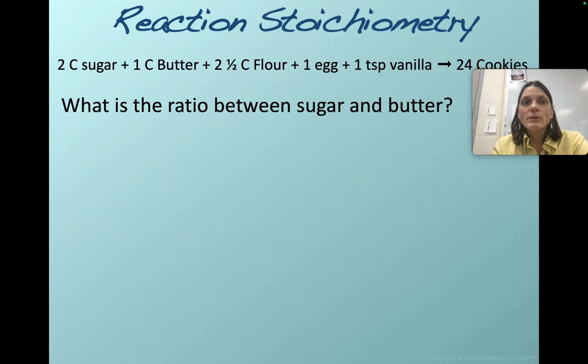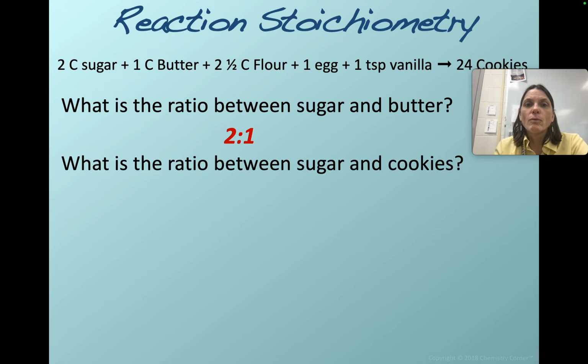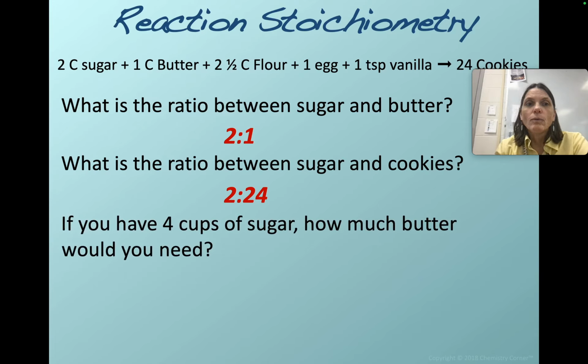Okay, so what if we want to think about the ratio of the sugar to the butter? There's 2 cups of sugar for every 1 cup of butter. Or what about the sugar to the cookies? There's 2 cups of sugar for every 24 cookies. What if we had 4 cups of sugar instead of 2 cups of sugar? How much butter would we need? Well, we'd have to multiply the amount of butter by 2, because we have twice as much sugar, so we need twice as much butter.